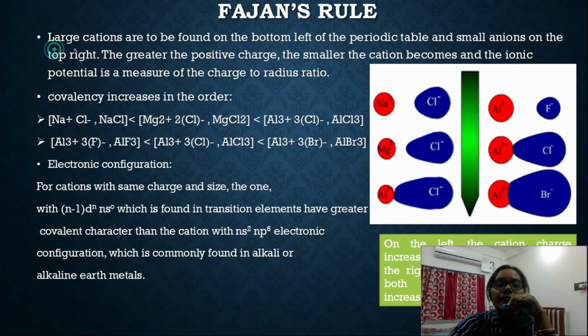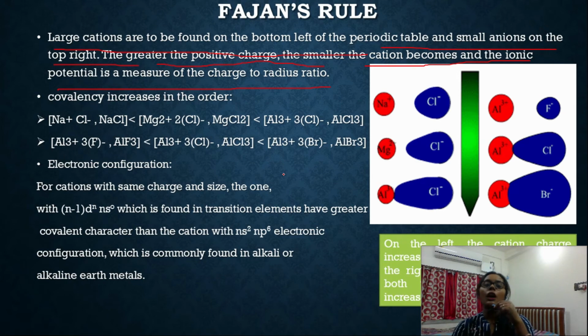Next, the large cations are to be found on the bottom left of the periodic table, and small anions on the top right. Already we know that if we go down, the size will increase, and if we go towards the right along the periods, the size will decrease. The greater the positive charge, the smaller the cation becomes, and the ionic potential is a measure of the charge to radius ratio. Obviously, that is why the covalency increases in this order.